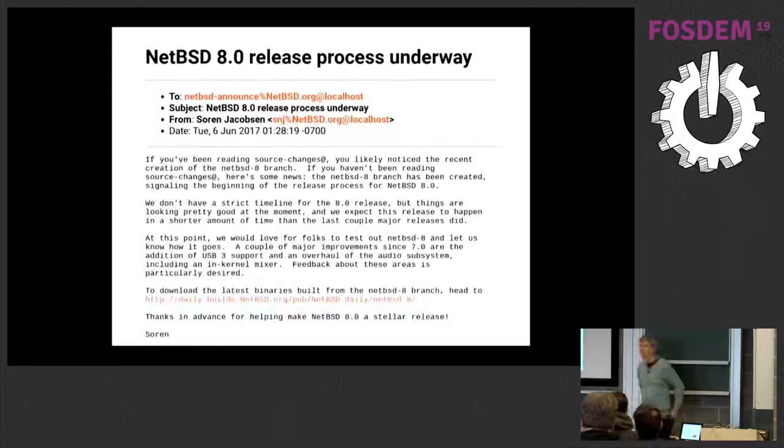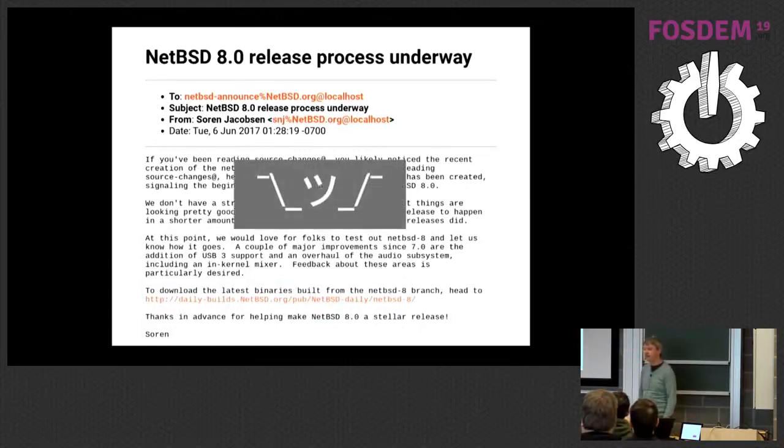And so, as I was saying, it seems like an eternity. The thing is, NetBSD 8 took a long time to get released. I dug out this email here, which was the announcement of the branch, and you notice it's from over a year before. It's the 6th of June 2017. And it says here, "We don't have a strict timeline for the 8 release, but things are looking pretty good at the moment. We expect this release to be happening in a shorter amount of time." Well, that didn't happen.